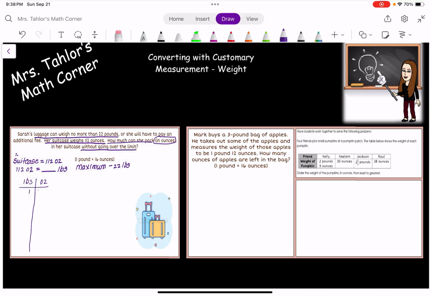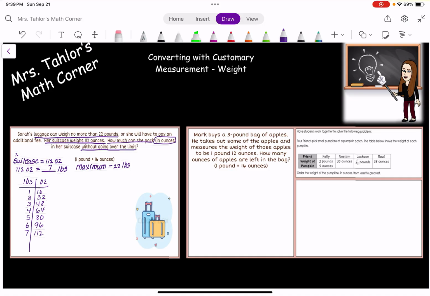I know that 1 pound is 16 ounces, so 2 pounds is 32 ounces. 3 pounds will be 48 ounces, and I see a pattern. 4 times 16 will be 64. 5 pounds is 80 ounces. 6 pounds will be 96 ounces. And 7 pounds will be 112 ounces. So I see now that 112 ounces is the same as 7 pounds.